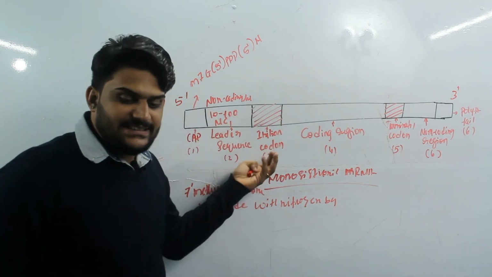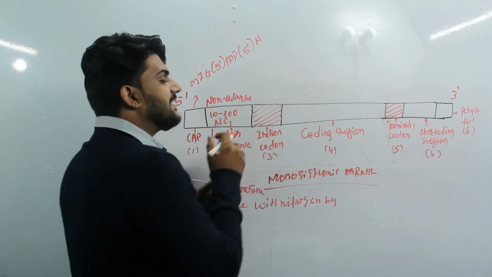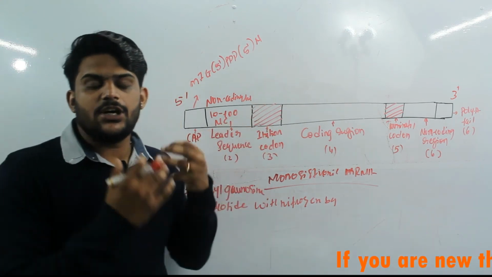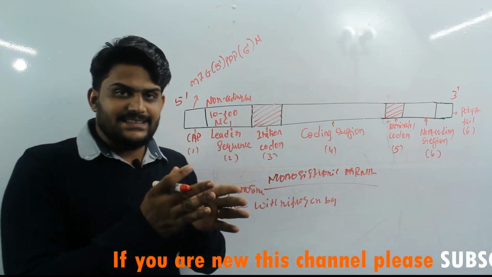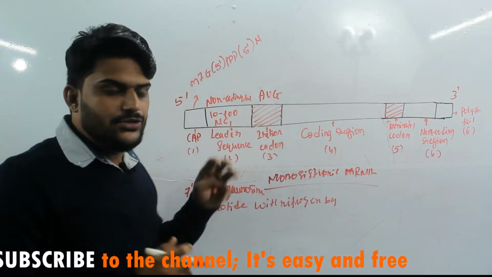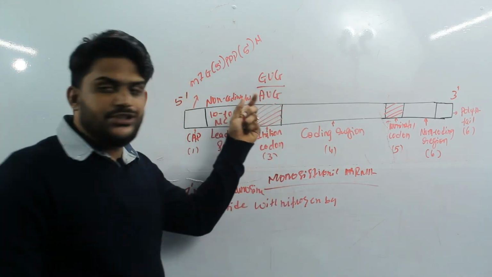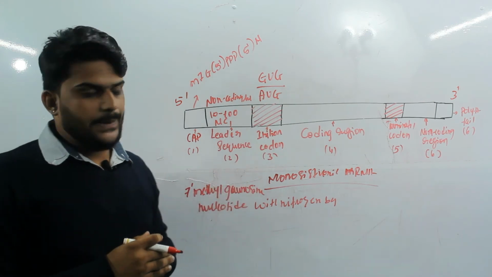Coming to the third position, that is the initiator codon. This is the codon which is responsible for the initiation of protein synthesis, that is AUG. It will always be AUG, or rarely GUG.